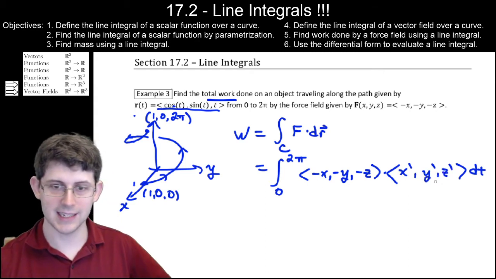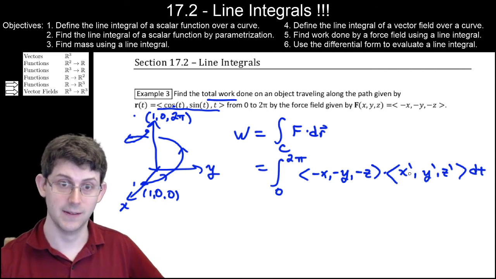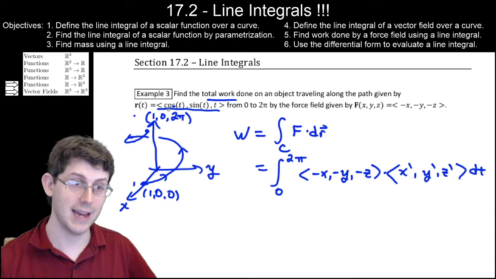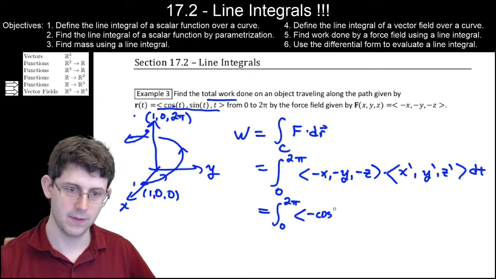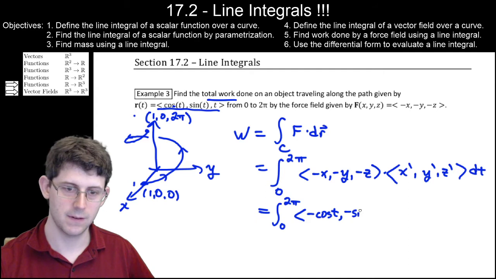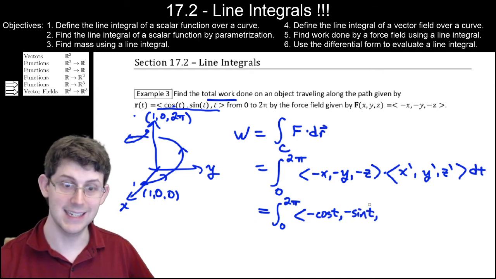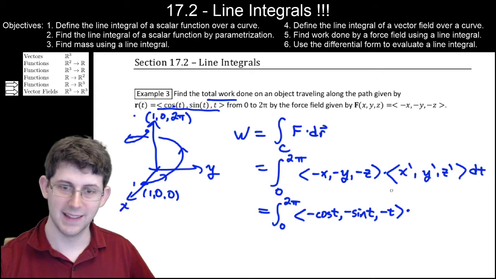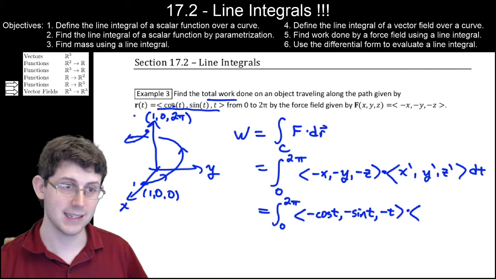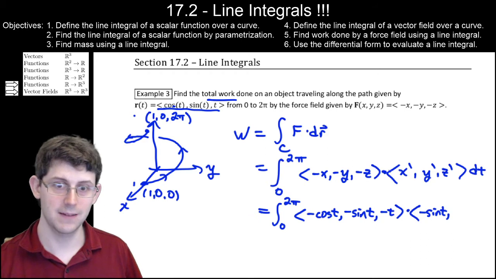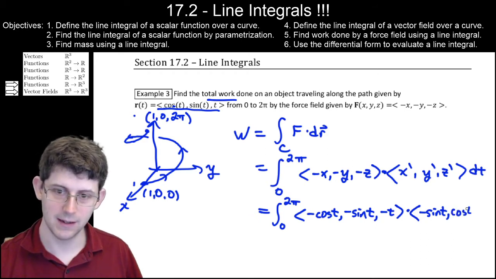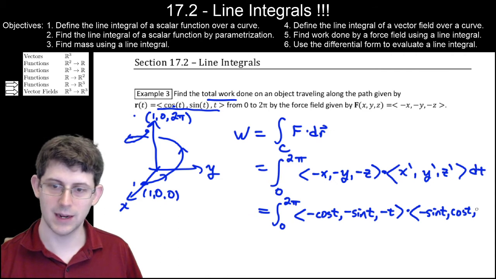Now, what are all these x's, y's, and z's doing in here when we're trying to get a t integral? That's what the parameterization is for. X equals cosine t, so x is cosine t, y is sine t, z is t. And then this is an actual literal dot product in here. X prime, well, x is cosine t, so x prime is minus sine t. Y is sine t, so y prime is cosine t. Z is t, so z prime is 1.